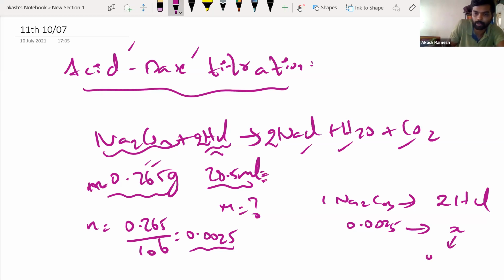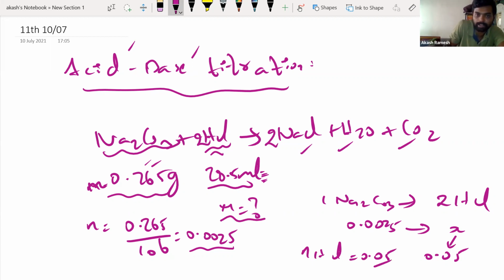So can I say X would be 0.05? That is the number of moles of HCl. Number of moles of HCl is basically going to be 0.05. Now, what we need is molarity, right?